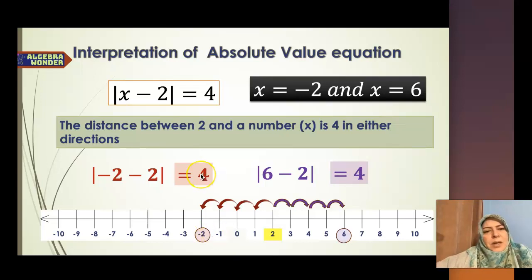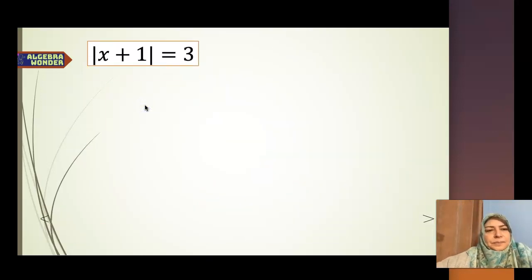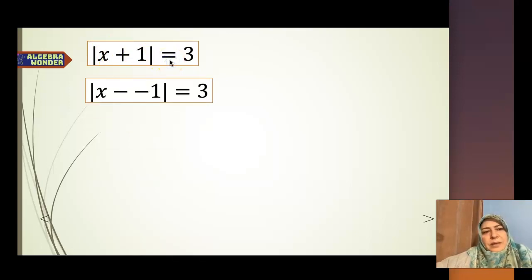Okay? We know to get the distance between two numbers, for example, if you want to get the distance between 5 and 3, you just say 5 minus 3, which is 2. So we subtract the two numbers, and you get the distance between them. But what happens if I have a positive one? So absolute value of x plus 1 equals 3. What does that mean? Oh, no worry. I can just change it. This is x minus negative 1. So I'm getting the distance between negative 1 and the number.